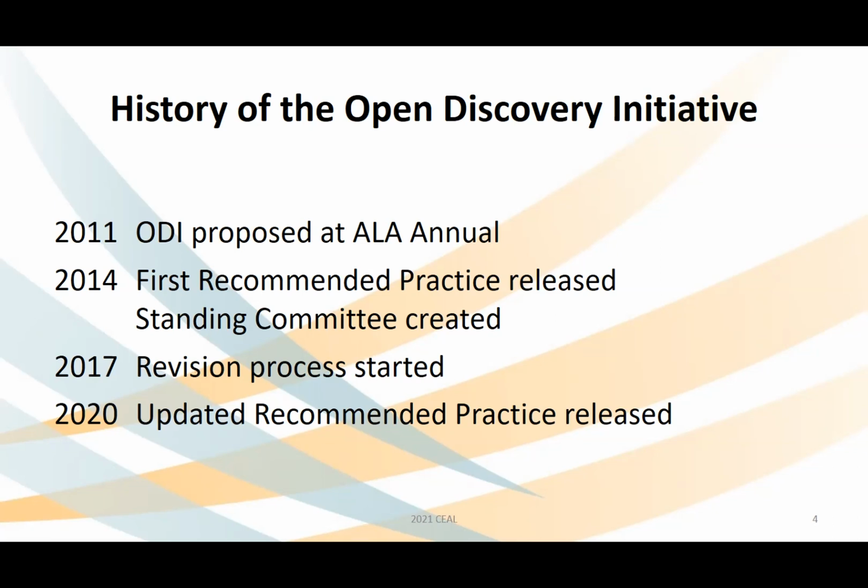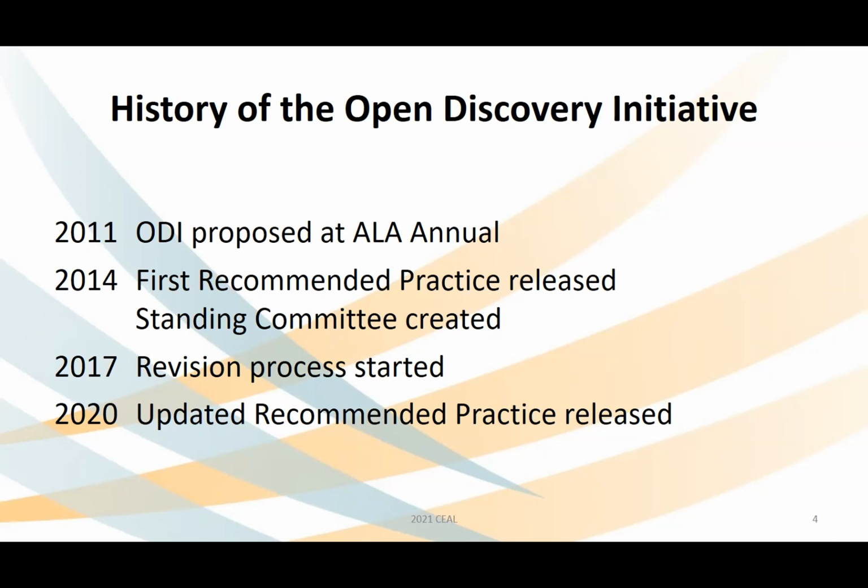So ODI was formed to pull together representatives from libraries, content providers, and discovery service providers to hash out some basic foundational information about what's in the discovery index, what gets passed in, what gets sent out to the end user, and what's being used in indexing. This group met over several years and released its first version of the recommended practice in 2014.